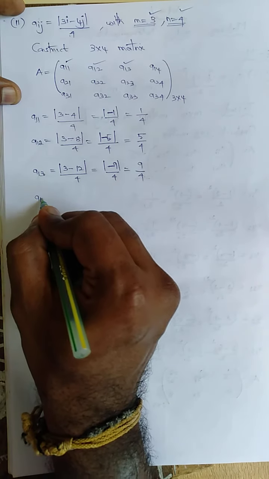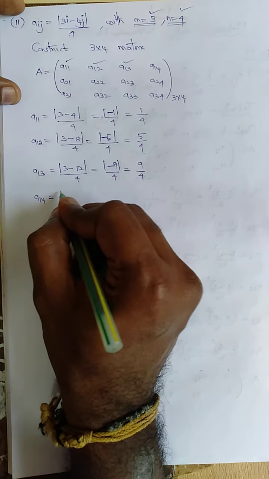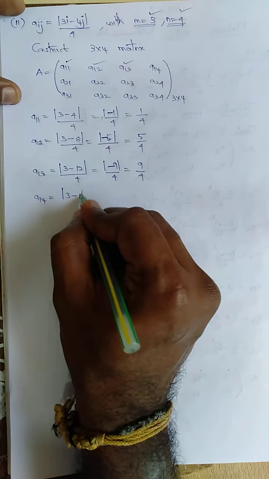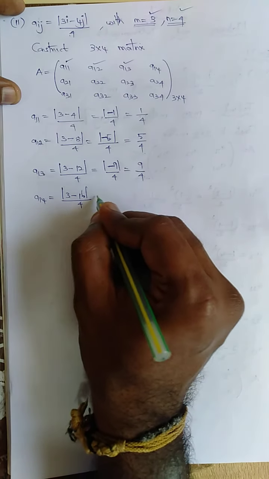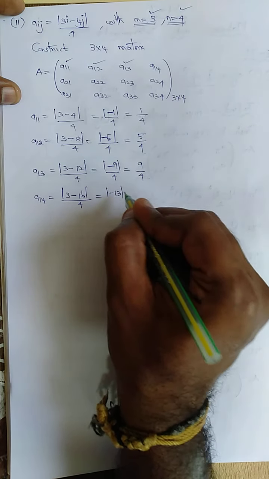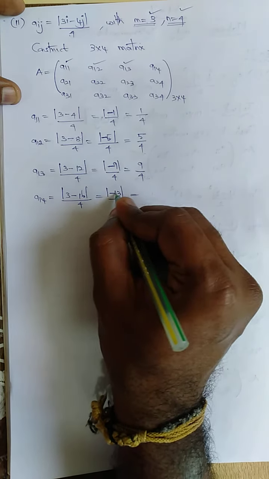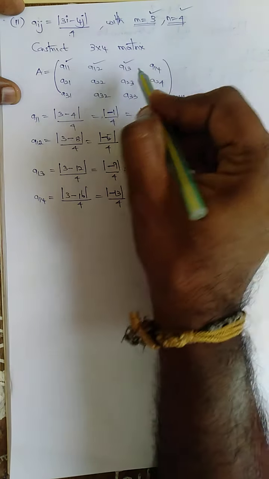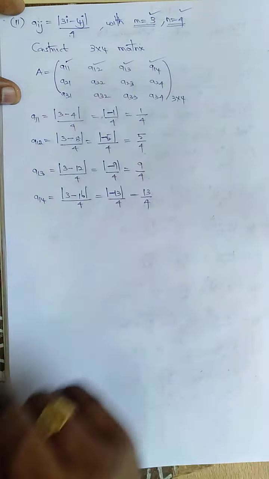Finally, a14. Modulus of 3 minus 4 4s are 16, close the modulus, divide by 4. 3 minus 16 is minus 13. Minus 13 divided by 4, this minus will become plus, so 13 by 4. So we have finished the first row completely.